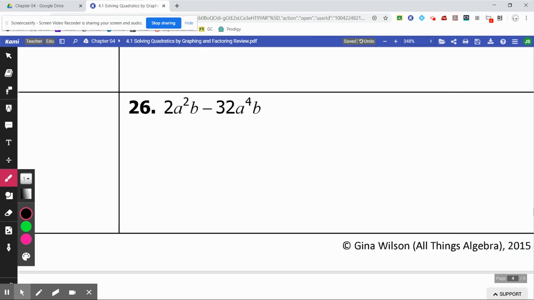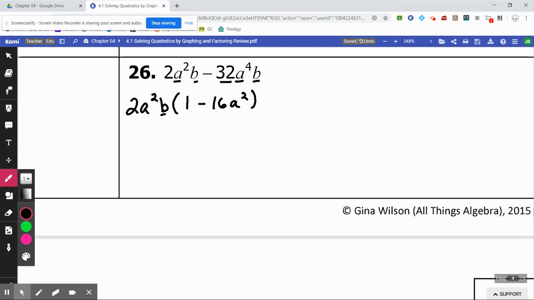26. GCF, you have a 2 in common. You have some a's in common. Always take the lowest power. And you have a b in common. 2 times 1 gives you the 2. A squared, you need no more a's. So in b's, you need no more b's here. So therefore, just 1. 2 times a negative 16 gives you the negative 32. You need 2 more a's. So let's put those, and you need 1b, and it's on the outside.